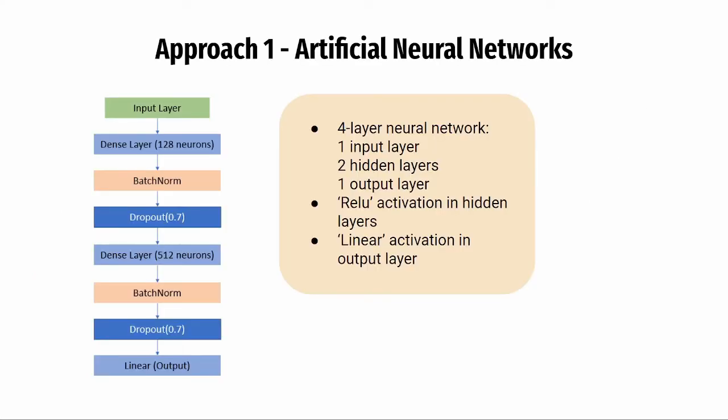The first approach that we used is artificial neural network. We created a 4-layer network with one input layer, 2 hidden layers, and one output layer. We use the ReLU activation function in the hidden layers. A batch norm layer is added after the hidden layer, followed by a dropout with dropout rate equal to 0.7. The final output layer is a dense layer with linear activation function. The loss is defined as mean square error.